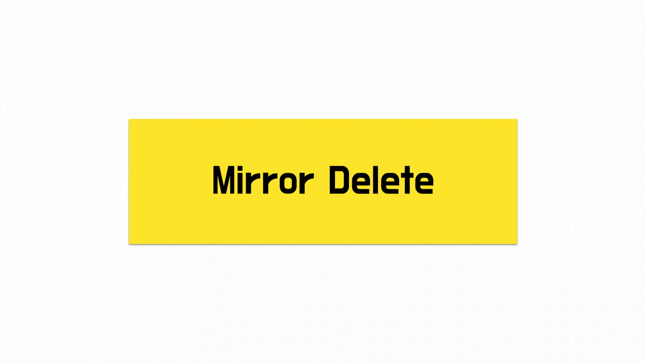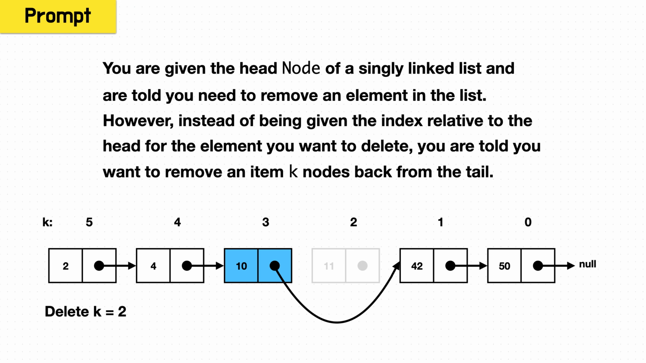Trey here, and in this lesson, we are going to solve the question mirror delete. This prompt states you're given the head node of a singly linked list, and you want to remove an item within this linked list. Instead of being given the index of the item we want to delete from the beginning, as we typically are, you're actually given the index from the tail, so it's the index going backwards.